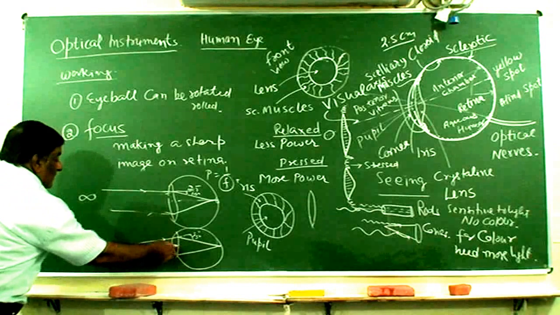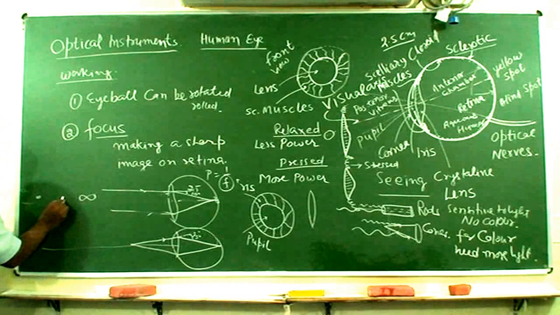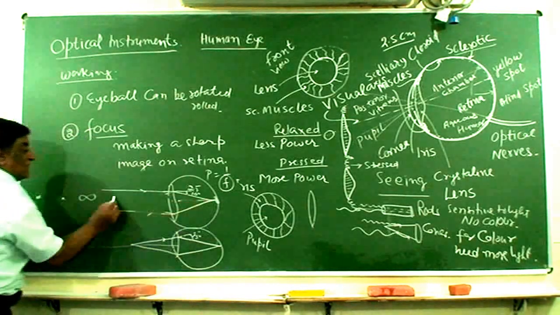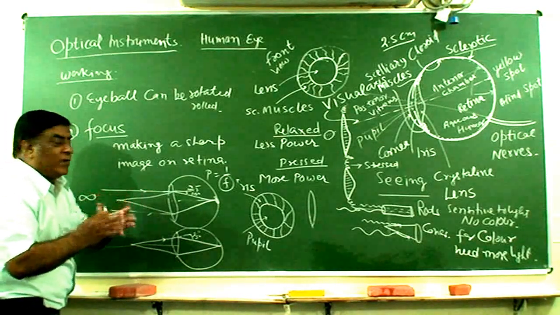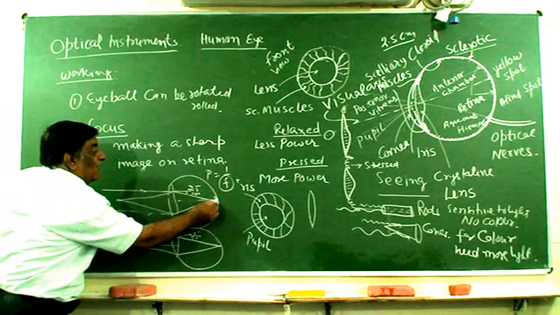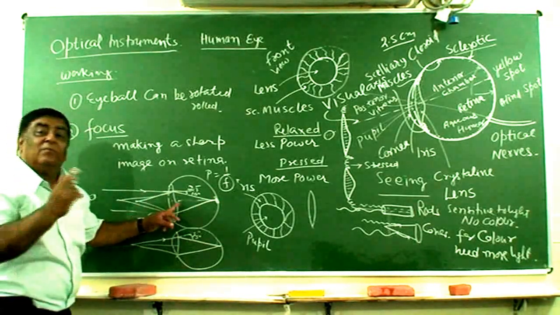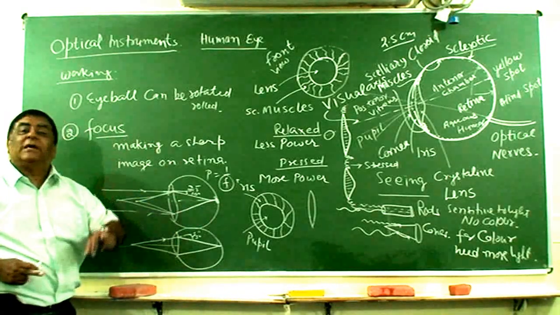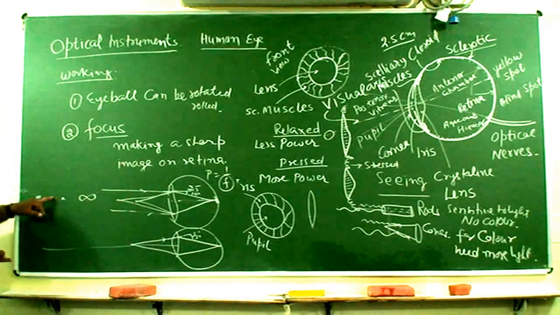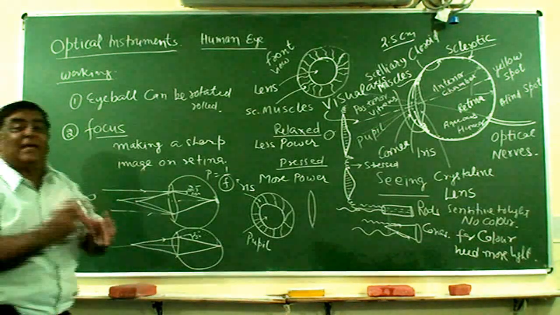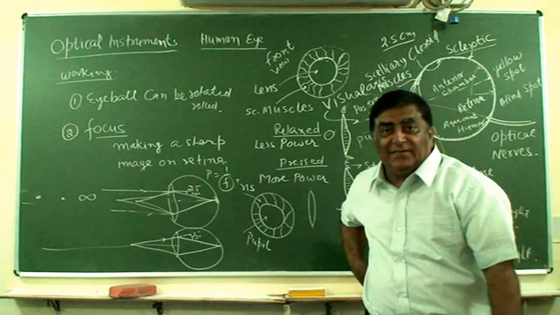That means, if the object is here, we get the image here. If the object is here, we get the image here. If the object is here, the focal length will change itself, make it more powerful, and again the image is here. If it is here, this will make itself more powerful, and again the image is here. Every time the image is here, whether the object is here or here. So this is a characteristic of the eye, that it makes a sharp image on the retina.